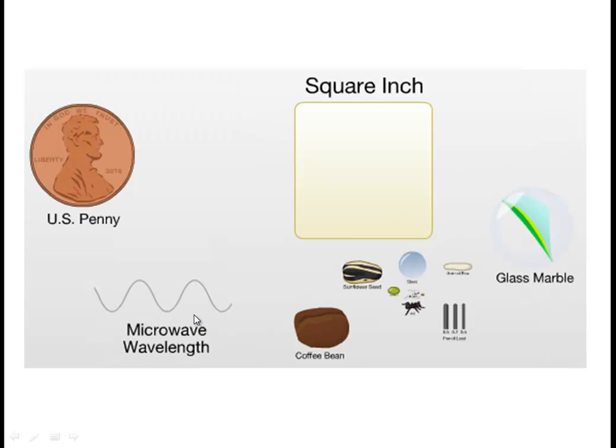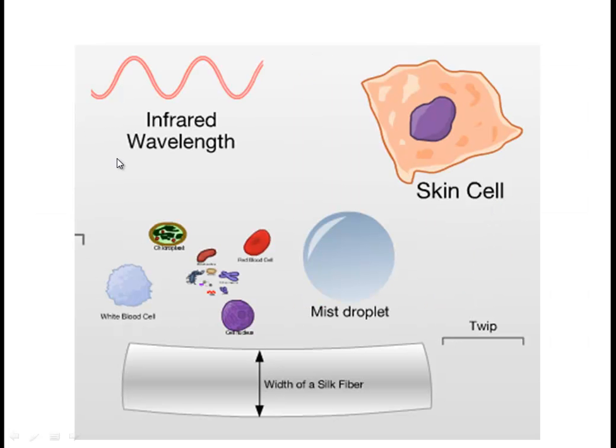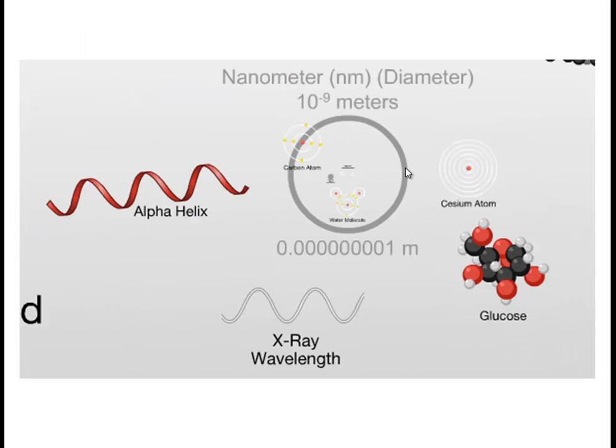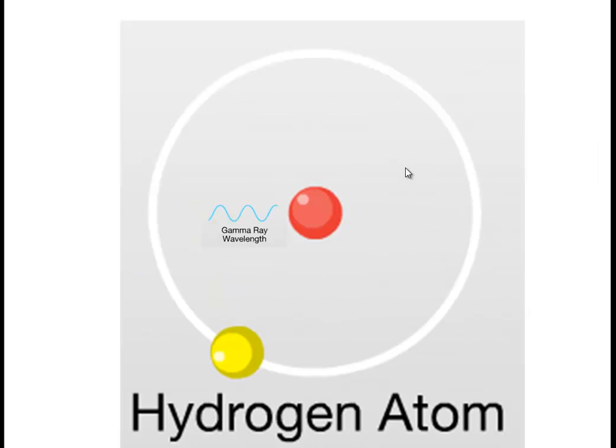Microwaves tend to be about the size of a penny. They can also be as long as about 30 centimeters. Infrared, how big is an infrared wavelength? Well, it's about as big as a skin cell or a mist droplet, and so on. I'm not going to go through this in a lot of detail, but I urge you to connect to that Scale of the Universe website and get a feel for the scale of these various EM waves. Here's gamma ray. Look how small that is. It's about on the order of a single atom.